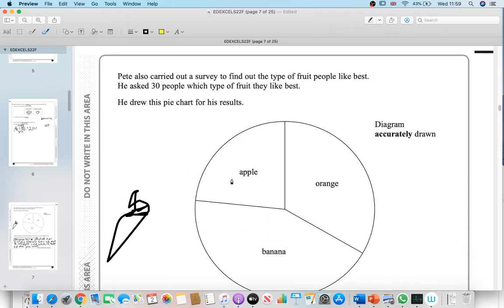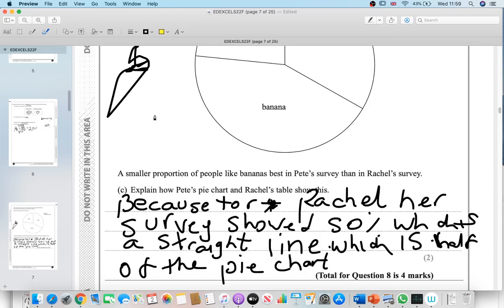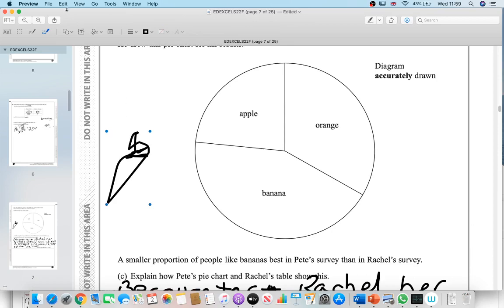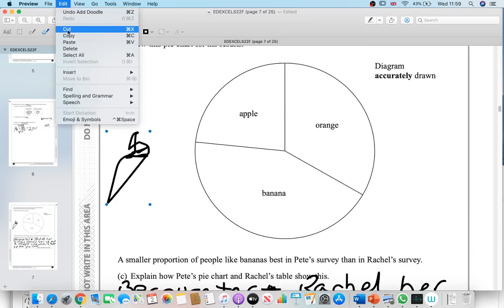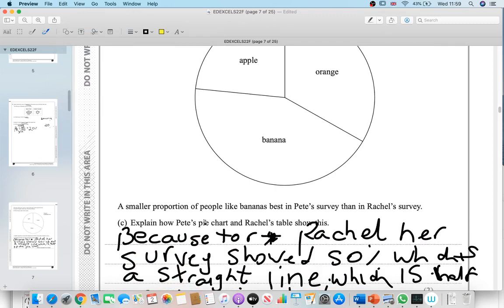Okay, so this is my diagram. So apple, orange, and banana. A smaller proportion. Sorry about this, guys. I think I made a mistake with a bit of doodling. Sorry. A smaller proportion of bananas.